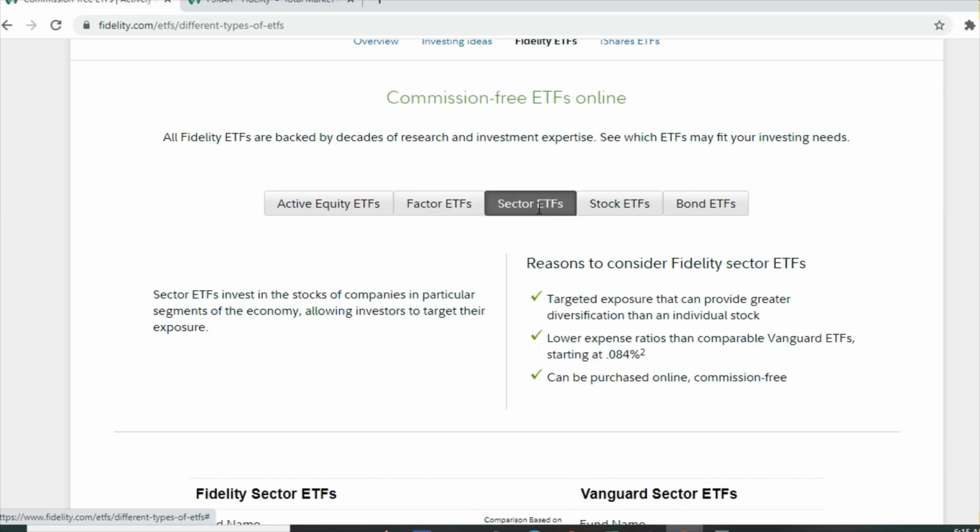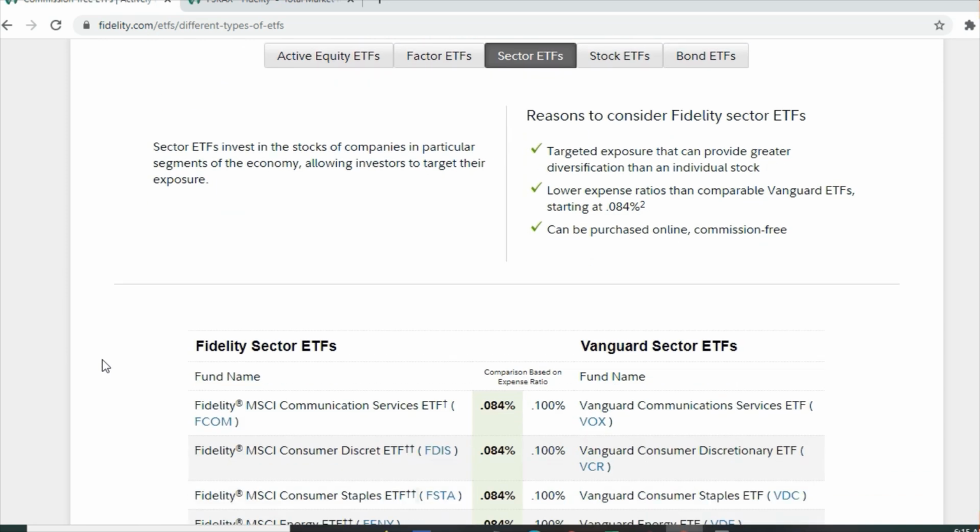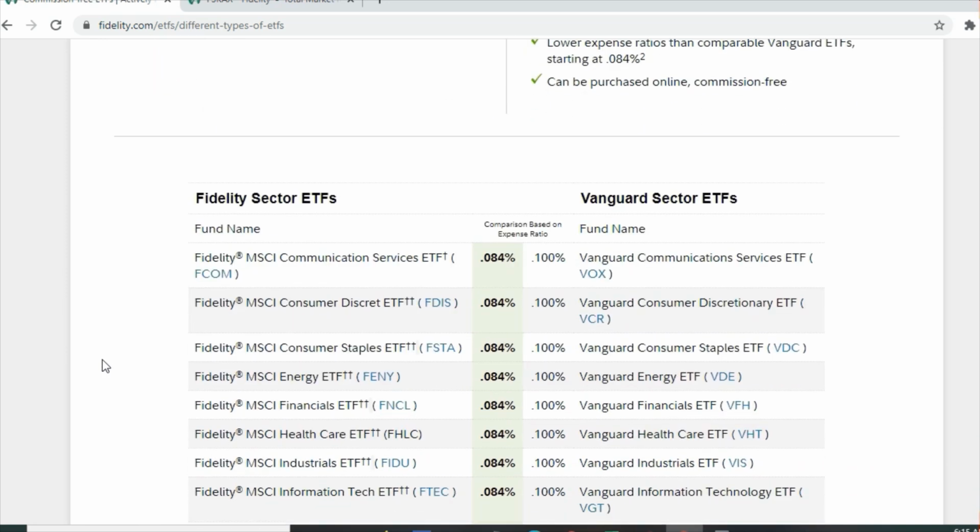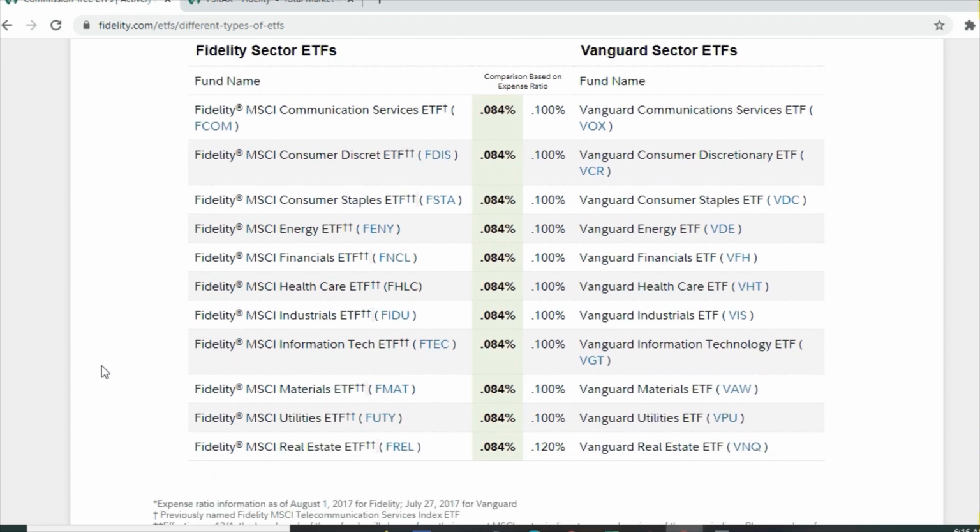So there are different sectors of the economy. You've got the financial sector of the economy, communication, consumer staples, consumer discretionary, energy, healthcare, lots of different sectors of the economy. And Fidelity, like Vanguard, as you can see here in this comparison, Fidelity does offer the ability to focus in on one or more specific sectors if you feel as an investor that that sector is going to outperform the overall economy in the future.